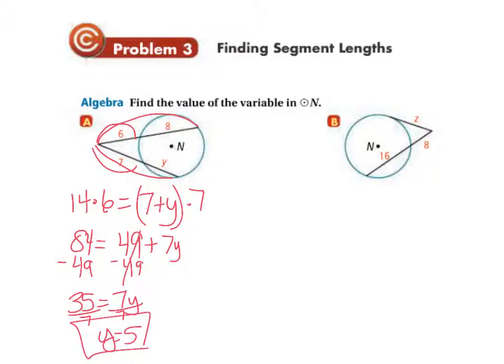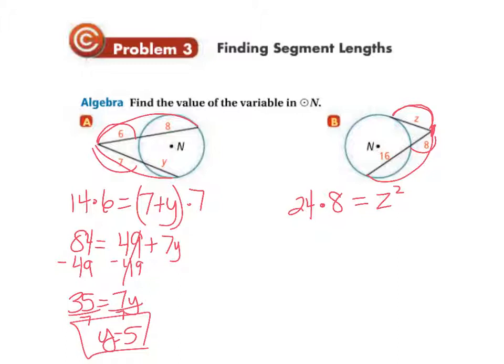Okay, let's look at the next one. Same idea. It's intersecting out here on the outside of it. So we do the entire times the exterior. So 16 and 8 is 24. That's the entire. The exterior is 8. Equals, and then the other side happens to be a tangent. So the entire is really the same thing as the exterior. So it's z times z, or z squared.